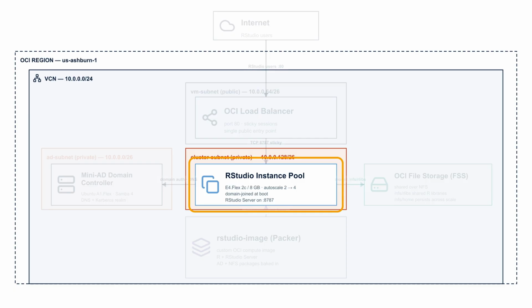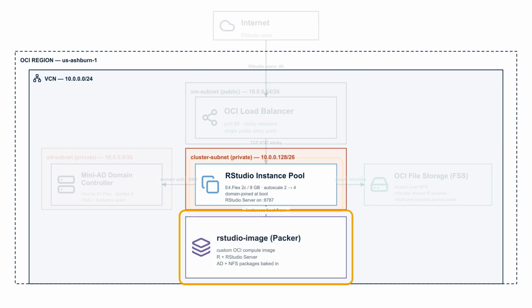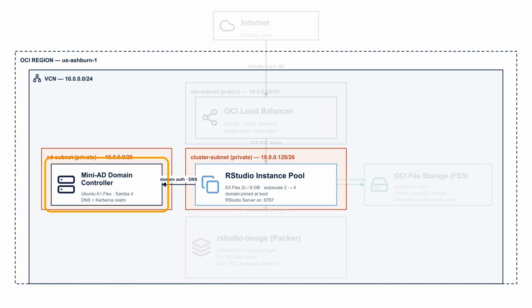Behind it sits the star of the show, an RStudio Instance Pool, running in a private subnet with no public IPs. It auto-scales 2 nodes at rest, up to 4 under load, and every node runs RStudio Server. Every node boots from the same custom image, built once with Packer. RStudio Server, and the Active Directory and NFS packages are all baked in, so a new node comes up identical and ready in minutes.